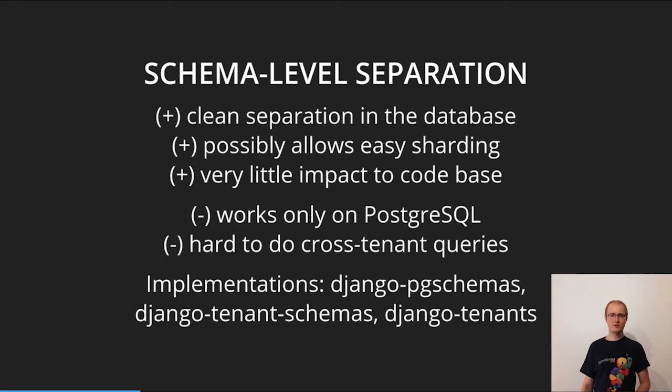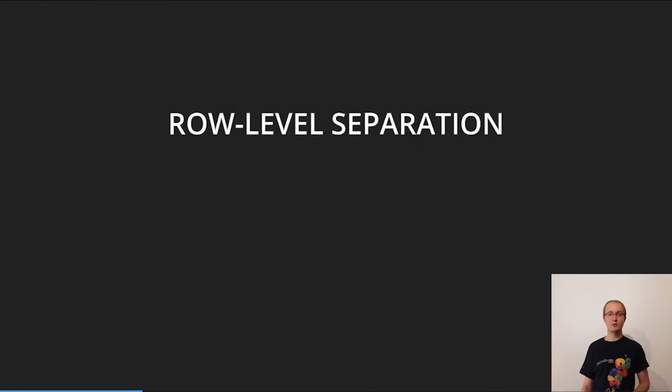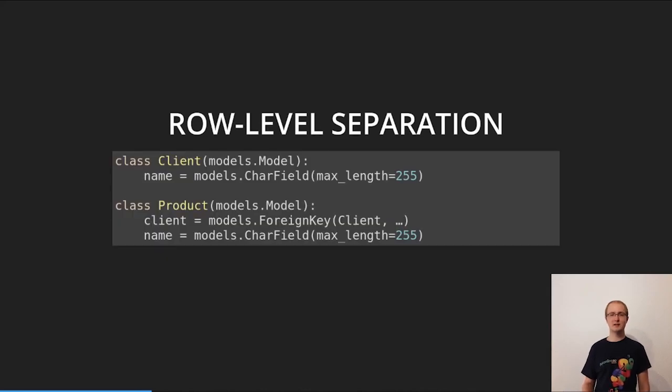So with those out of the way, the only way that is really left to us is row level separation. By row level separation, I mean that with every row, with every model instance in our database, we keep track of which tenant it belongs to. For example, if we have a client model that represents our tenants, our customers, and then we have a product model, like in our ticket shop case where we have different products per client, then we would need a foreign key from the product model to the client model, so we know which client a specific product belongs to.